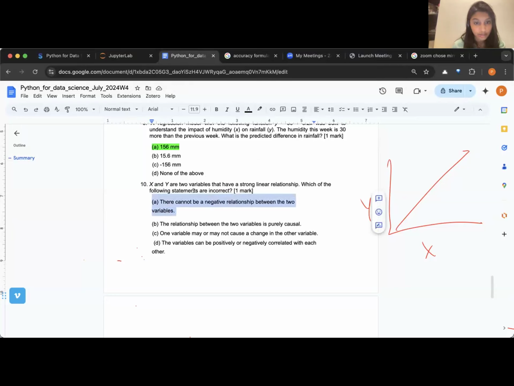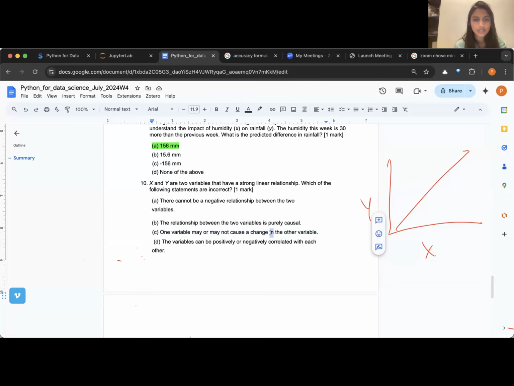There cannot be a negative relationship between two variables. This is correct. Oh, they're asking which is incorrect. This is correct, right? Because a linear relationship always has a positive correlation, so there cannot be a negative one. The relationship between two variables is causal. By causal, it means y is dependent on x. One variable may or may not cause a change in the other variable. This is also true, because we're just looking at two variables, right?